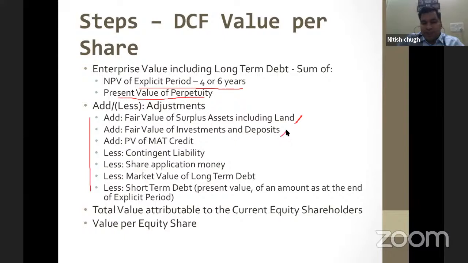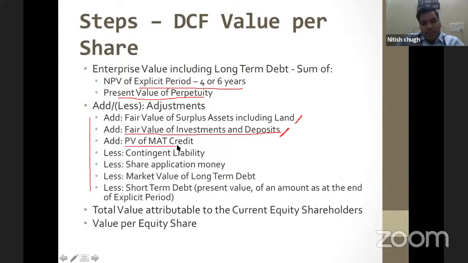Similarly, there is the fair value of investments and deposits. Since these are not considered in the future cash flows, these need to be added. In case you are valuing an NBFC using the DCF model, this line item will not appear, because in an NBFC the sole business is interest income and dividend income. So investments and deposits will be their mainstream business, and this revenue will be covered in the operating part. So this adjustment will not be there in case you are valuing any NBFC or any investment entity, right?